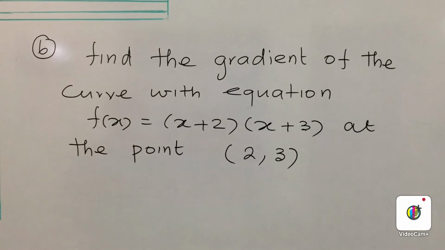Now we'll see the next question, question number 6. Find the gradient of the curve with the equation f(x) = (x + 2)(x + 3) at the point (2, 3). (2, 3) is the coordinate point on the coordinate axis. We should find the gradient of this function at this point.